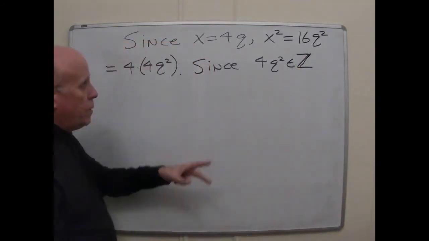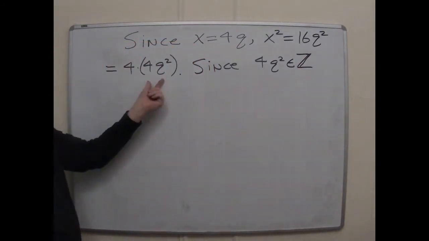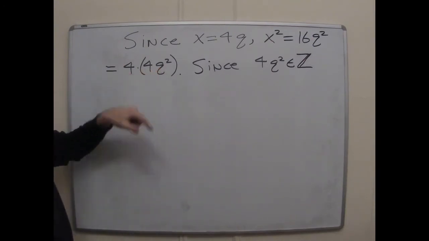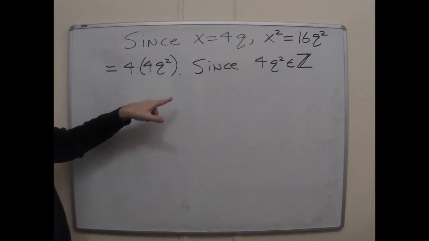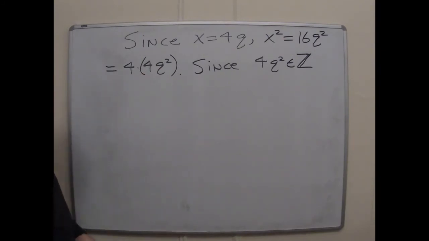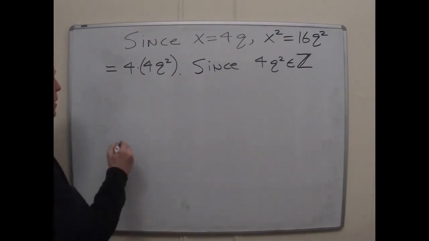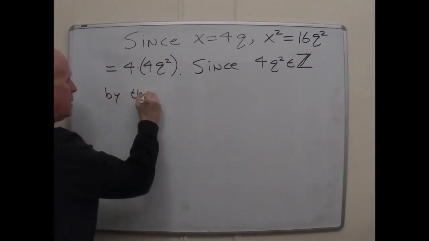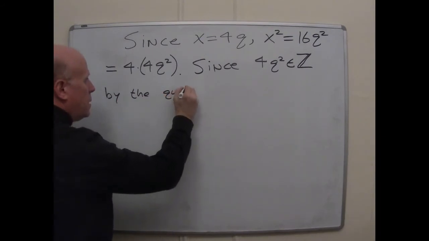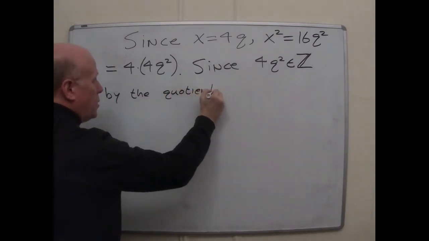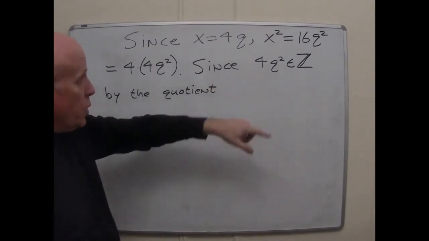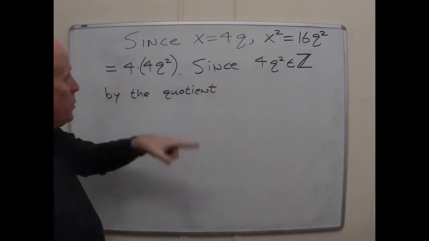if you want, you could throw in the little justification that it's the closure axioms for the integers, but I think we've done enough of those that we're clear on that. This is the product of 3 integers, q and a 4. So since 4q squared is in Z, by the quotient remainder theorem, you see that the quotient remainder theorem is already satisfied with x squared equals 4 times 4q squared plus 0.